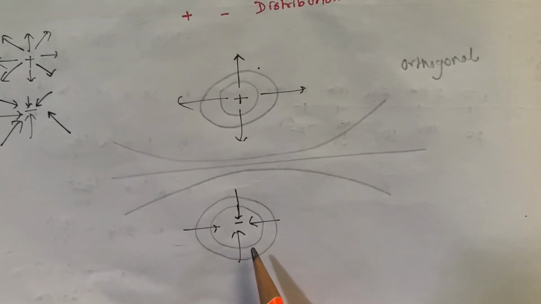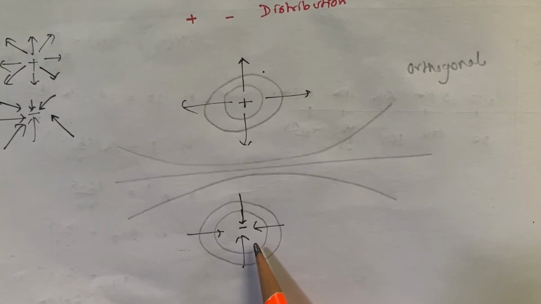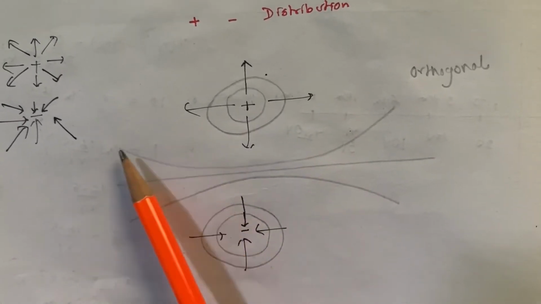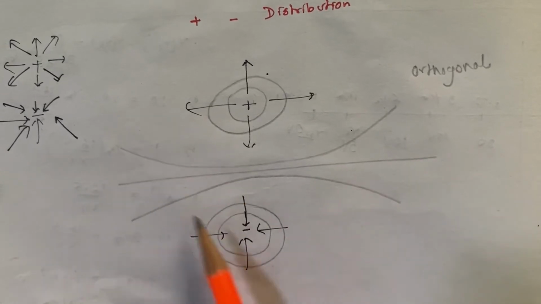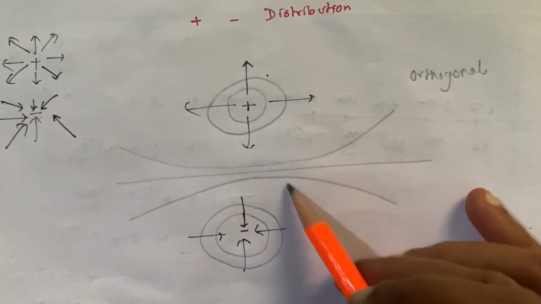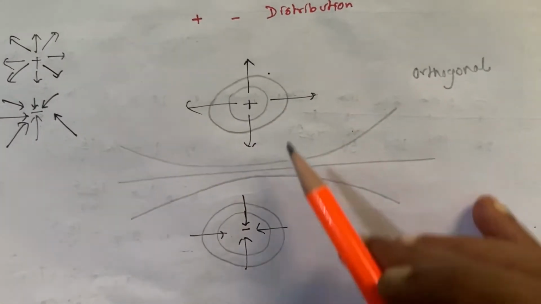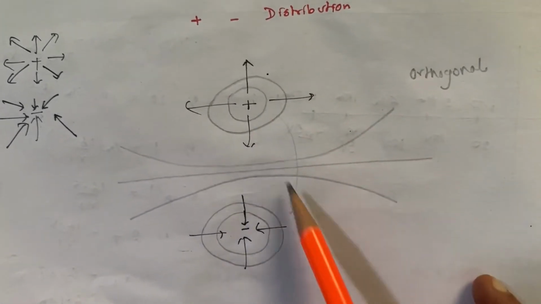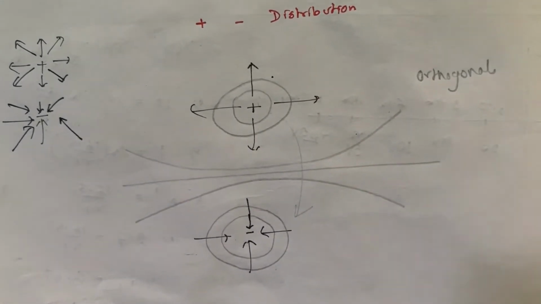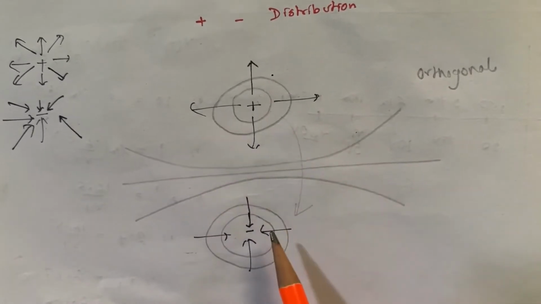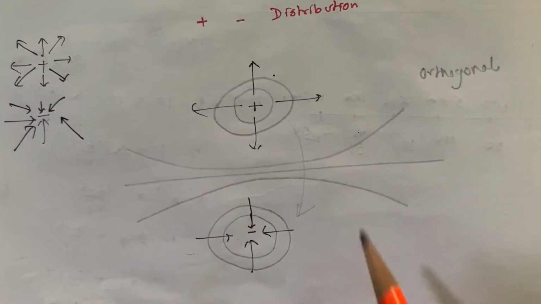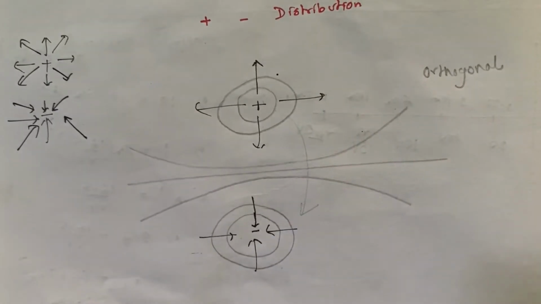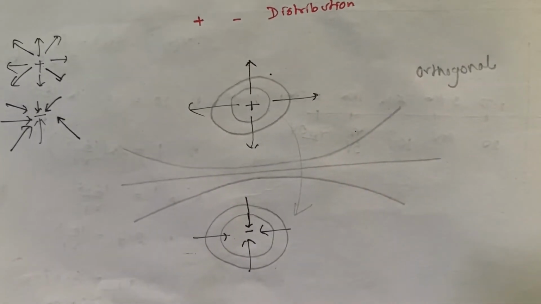And this is the picture of the equipotential surfaces and field lines for this negative charge. And in between them, the equipotential surfaces are like this. As this is a plus charge and that is a negative charge, the field lines will be curved. But if these two are plus charges, or if these two charges are negative, then the field lines will diverge because they have to repel each other.